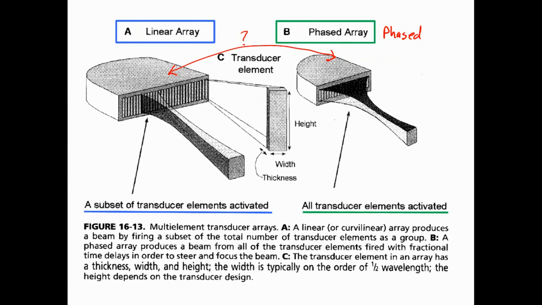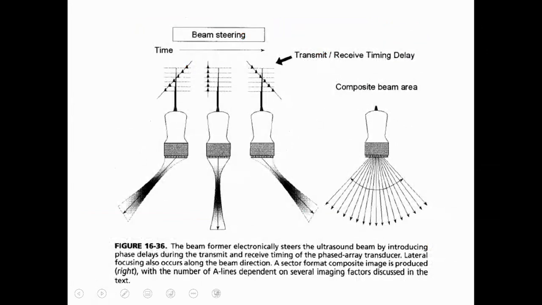So that's being described here in B. A phased array produces a beam from all the transducer elements firing with fractional time delays in order to steer and focus the beam. And we're going to see some examples of that. By controlling the phased array, the word phase means you're controlling the phase of the firing, or when each of those elements fires. And then you can steer the beam or focus the beam. And that's really the primary difference. If you saw all those elements, those two pictures look the same. Are you firing all of them on every shot or a subset on every shot? That'll make the difference between a linear array and a phased array.